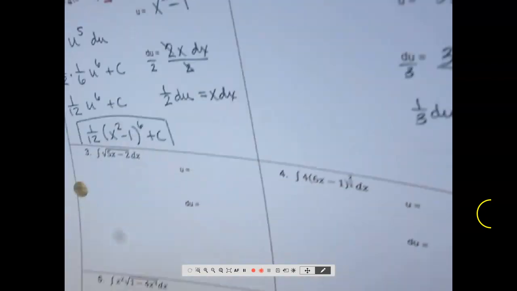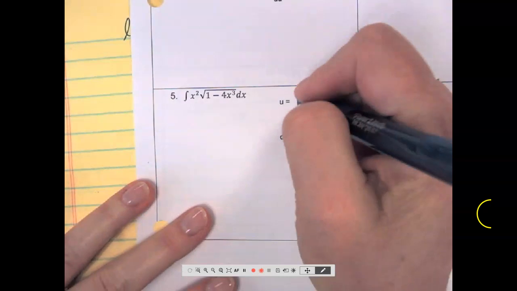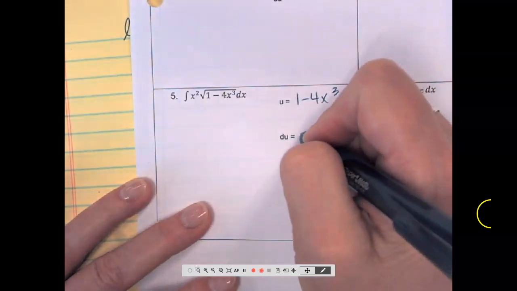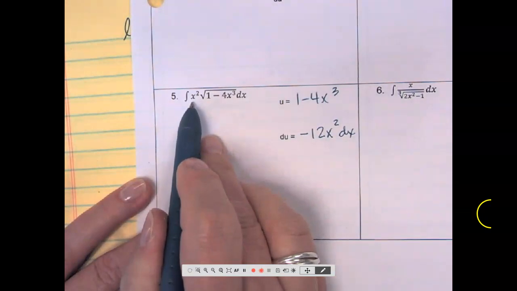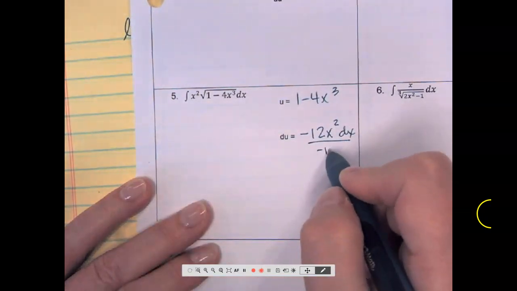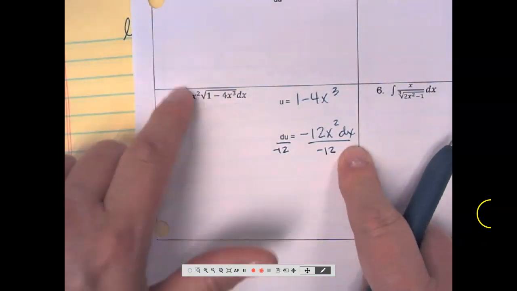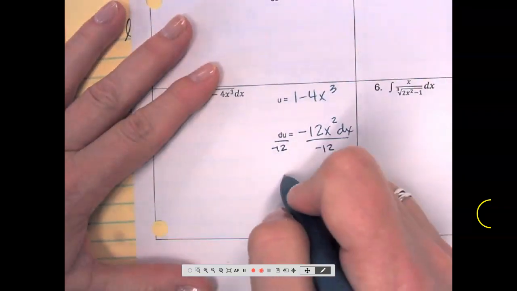What would I use? Let's look at 5. What would I use for U? 1 minus 4x cubed. And then du is negative 12x squared dx. See how we have that x squared in there? Now, if I took the derivative and it didn't have a match over here, then that's a dead end. Try something else.